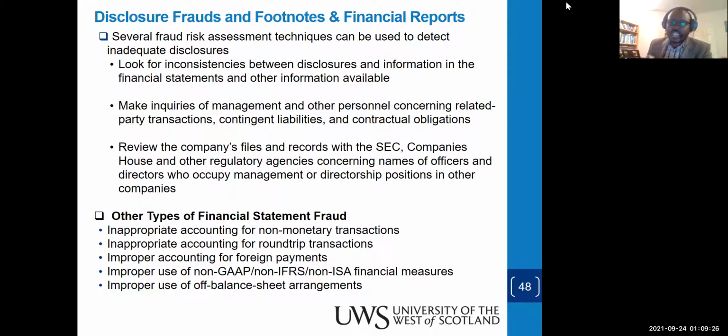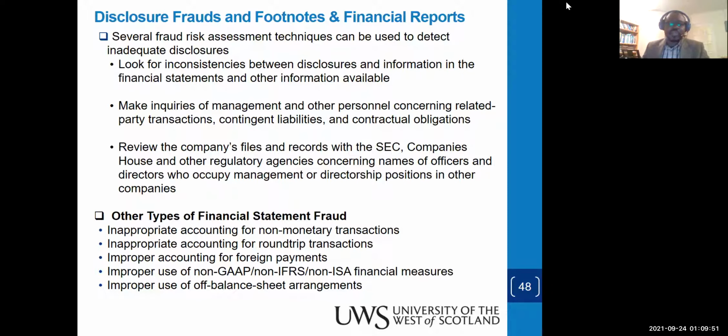Contingent liabilities, any contractual obligations, review their files, obtain their files from the Securities and Exchange Commission, from the stock market if they are listed, from any regulatory body, from the FCA, from Companies House, and check whether the names of the officers they are reporting about are credible. Do the regulators know and recognize them?